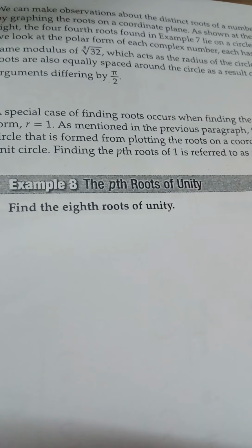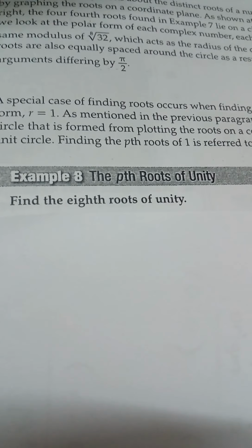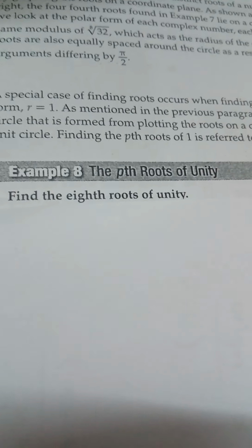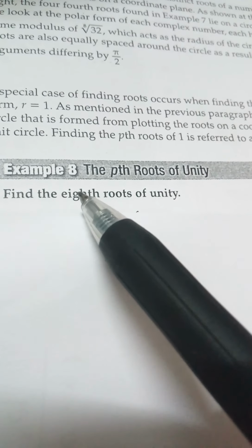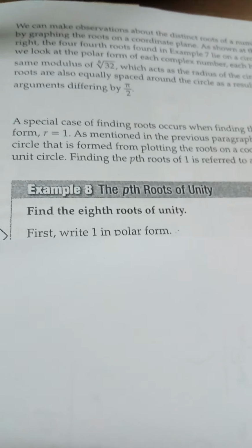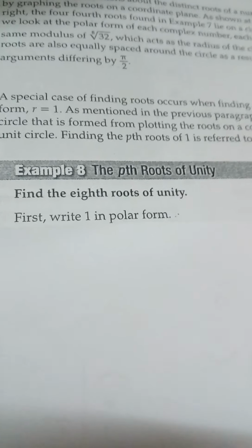So this is the last example of 9.5. Example number 8, find the 8 roots of unity. So 8 roots of unity, 8 is the p, and then unity is 1. So the formula that you will apply to find the polar form, you need to write 1. Why? Because of the word unity.